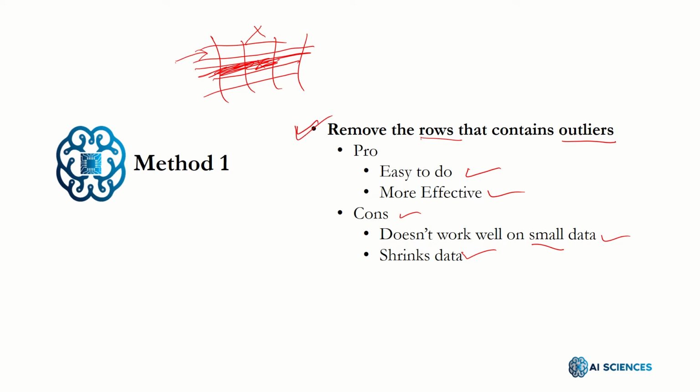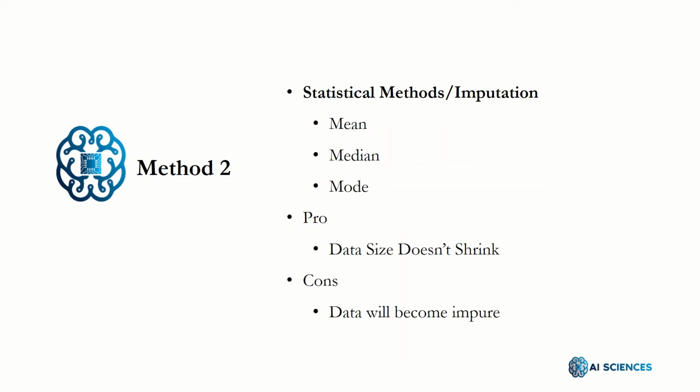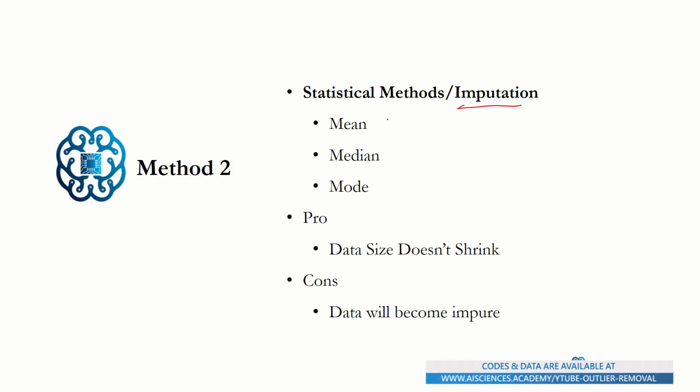Now we are going to learn another statistical method that helps us impute the data rather than removing the rows. If we have a small data set, then this method is going to work perfectly fine, because its benefit is that it doesn't shrink the size of the data. It doesn't remove any row. It just replaces some of the values.